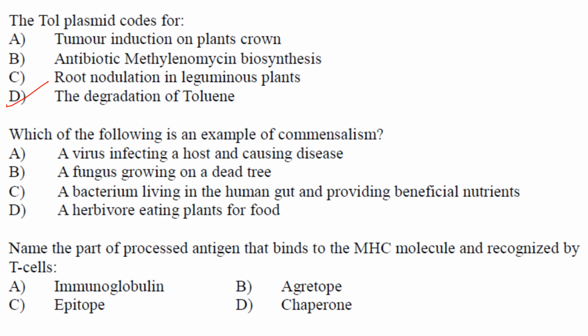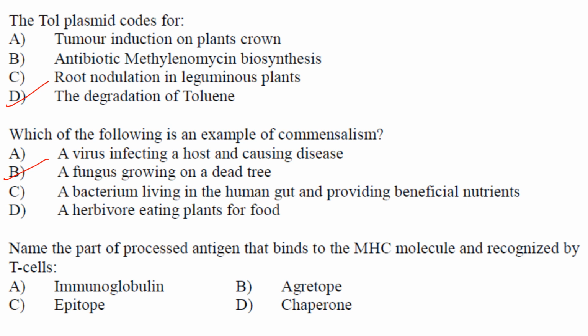Which of the following is an example of commensalism? Now commensalism is where one organism benefits, the other is neither harmed nor benefited. A virus infecting a host and causing disease, that is parasitism. A fungus growing on a dead tree. Yes, the fungus benefits from the dead tree, but the dead tree doesn't get any benefit from the fungus. It is dead. So B is the answer. A bacterium living in the human gut and providing beneficial nutrients, that is symbiosis. A herbivore eating plants for food, that is predation. So B is the answer.